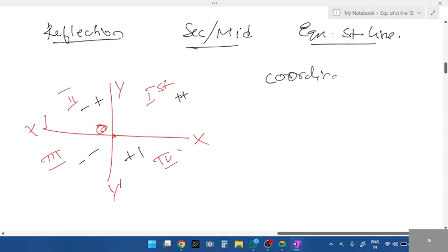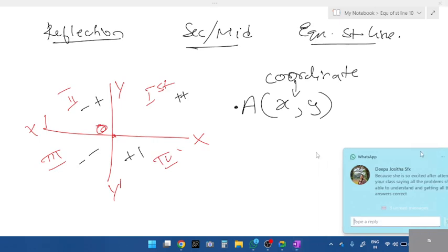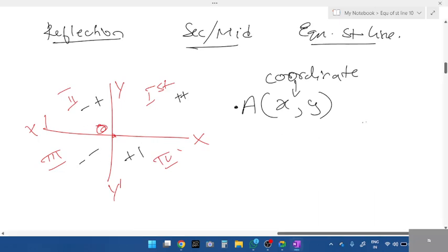So next, coordinate. The meaning of coordinate is both put together, x-axis value and y-axis value. This together we call it as coordinate. And when it comes to graph, it is a single point. So a single point A will have x comma y, that is coordinate. Next, whatever lies in the first, second, third, fourth, those are known as quadrant. So the questions can be on quadrant.